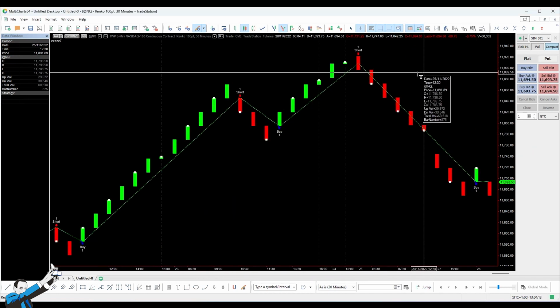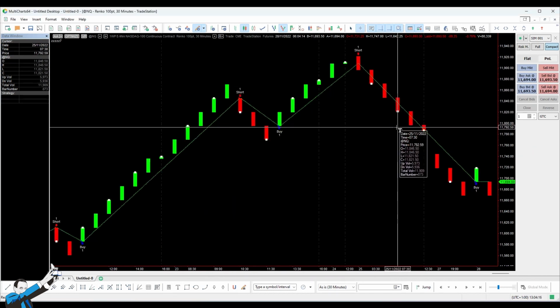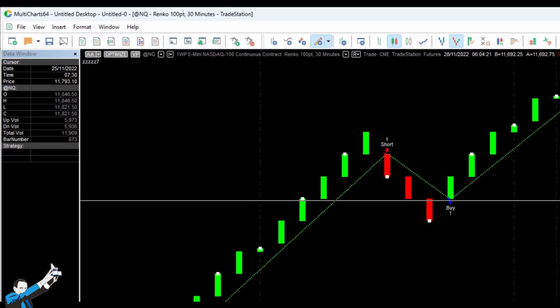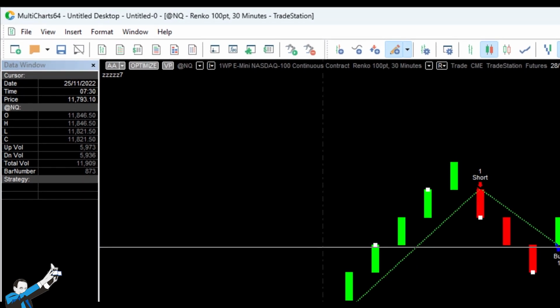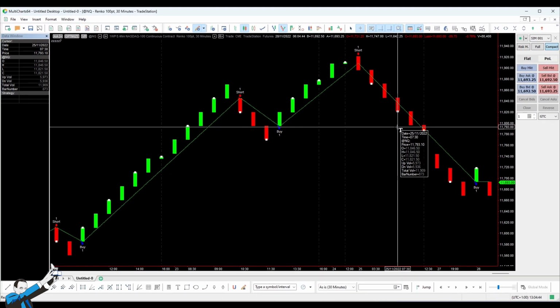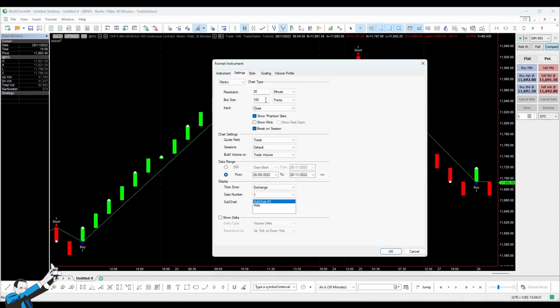And this means that, well, let's go have a look at this bar here, for example. Let's go and read the distance between the high and the low. So we have 11,846.5 and the low is 11,821.5, which is exactly 25 points. That's because the point identifies the tick, which is 0.25, which means that 100 points equals 25 whole points of our index. In any case, we could go and build these Renko bars using more or less than 100 points. We can use 50, for example.